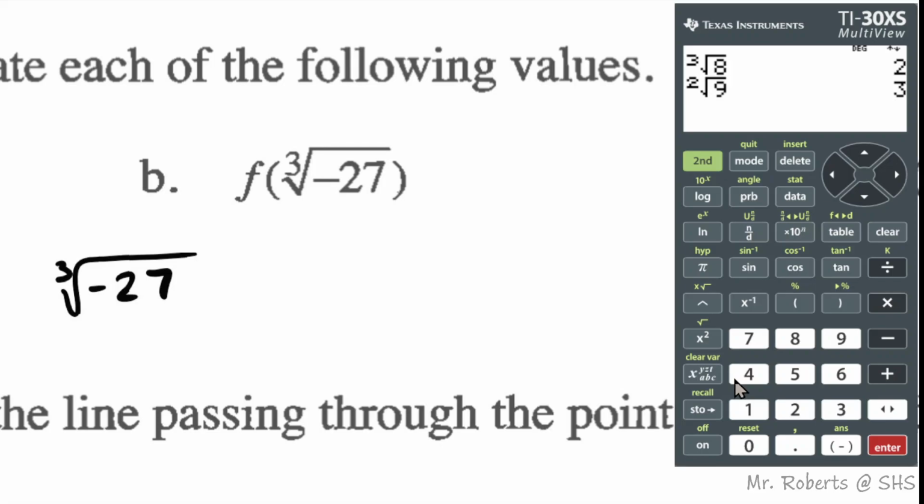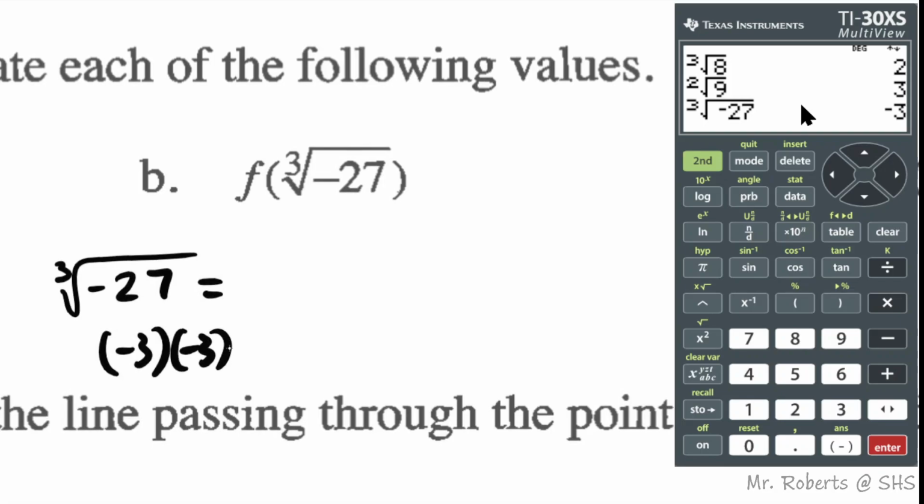So for the cube root of negative 27, let's look at this. I want the cube root of negative 27. And I know the cube root of 27 is 3. You know what? I think this is a negative number. I think this works. It does. Because negative 3 times negative 3 is positive 9, and positive 9 times another negative 3 is negative 27. So negative 3 times negative 3 times negative 3 is negative 27. So the cube root of negative 27 is just negative 3.